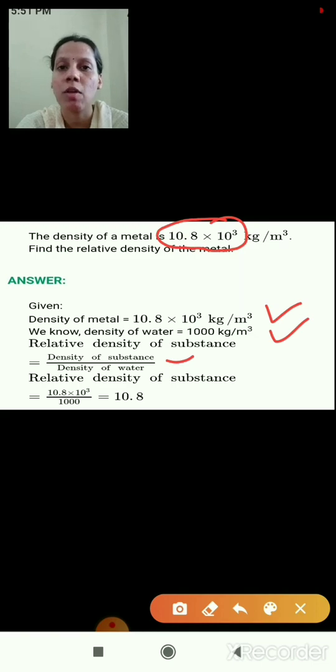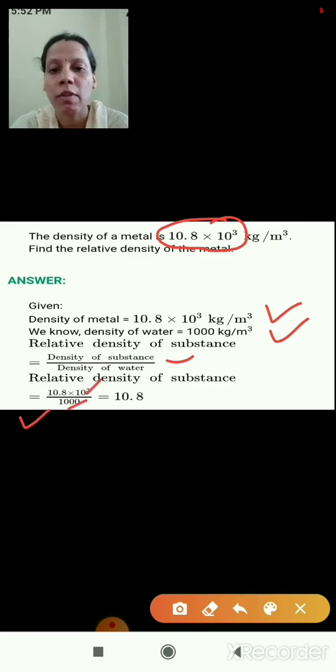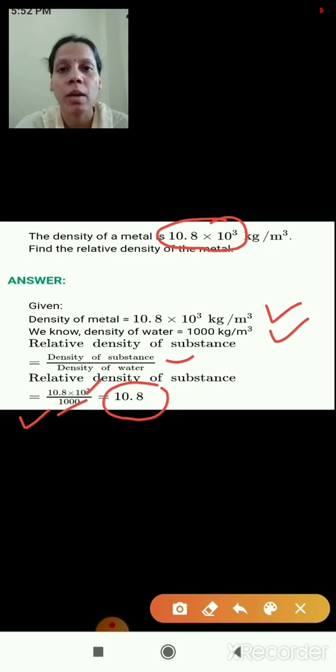Formula we will write down. Then put the values. Relative density of substance is equal to, what is the density of substance given? That is metal, 10.8 multiplied by 10 raised to 3. And what is the density of water? That is 10 raised to 3, or you can write down 1000. Then 10 raised to 3 and 1000 will get cancelled. So what is the answer? 10.8. So the relative density of the metal is 10.8. It has no unit. So this is the answer.